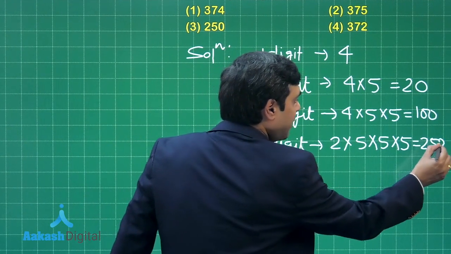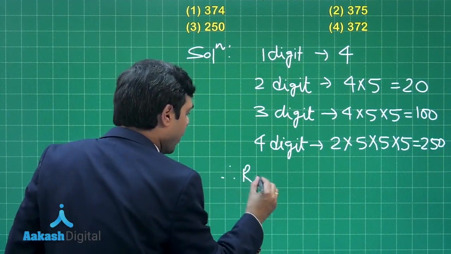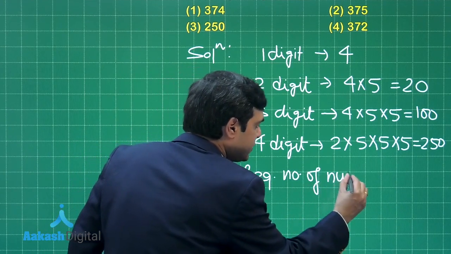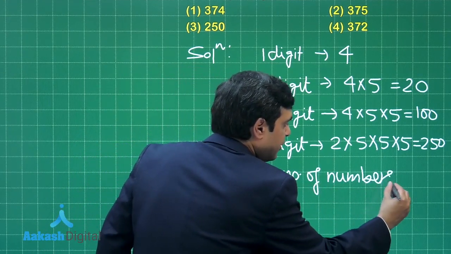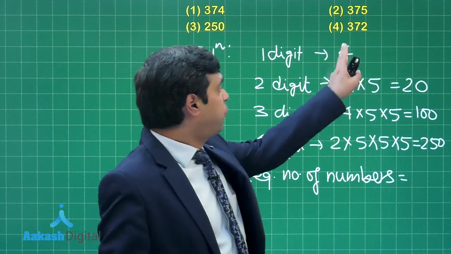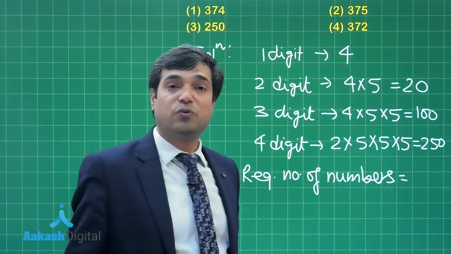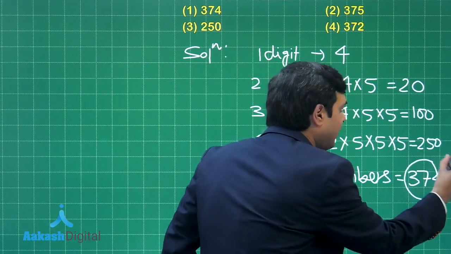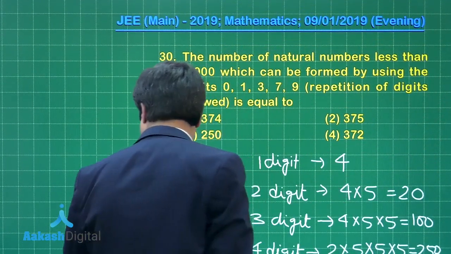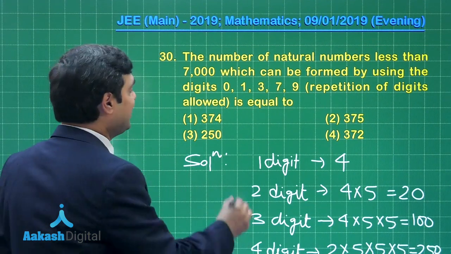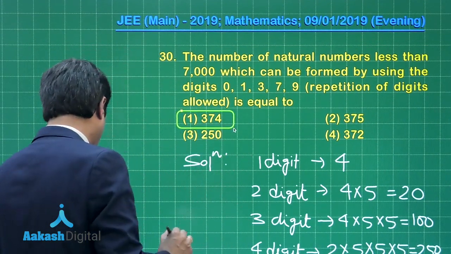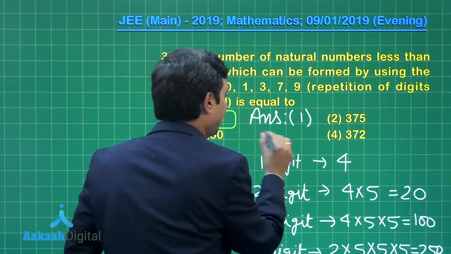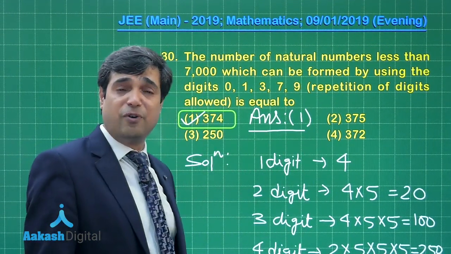Adding all these numbers, we get the required number of numbers equals 4 plus 20 plus 100 plus 250. This gives us 374. Let's look at the given options. When we look at the given options, we observe 374 is given in option number 1. So let's mark and mention it as the correct answer. I'm sure this question is clear from PNC.